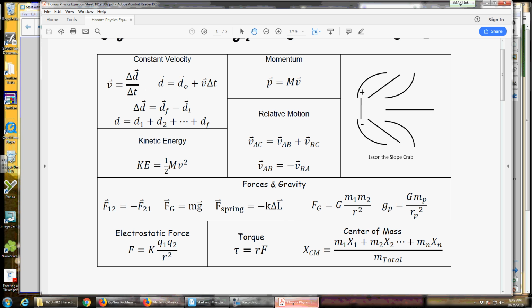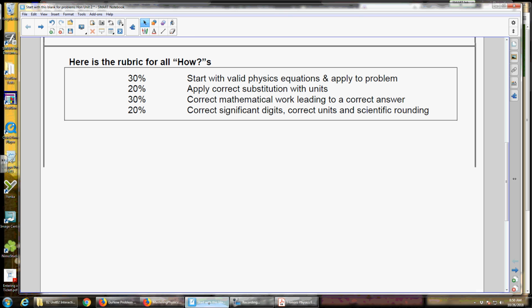So if I go up to my equation sheet and I look in the forces and gravity section, because it's about gravity, I've got the gravitational field strength of a planet is the universal gravitational constant, big G, times the mass of that planet divided by the radius of that planet squared. So that's the equation I'm going to use. I'm going to copy that down.